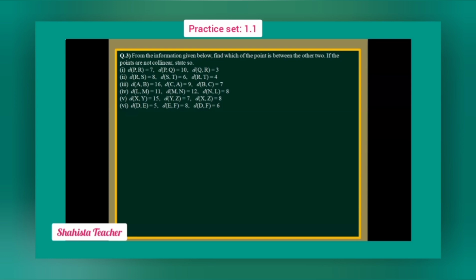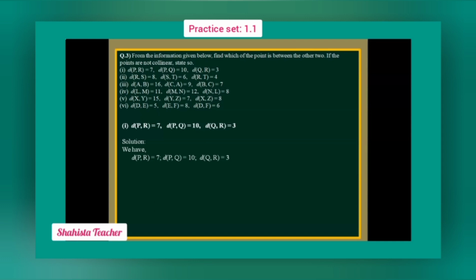So students, now let's solve sub-question 1. Here sub-question 1 is: distance of PR is equal to 7, distance of PQ is equal to 10, and distance of QR is equal to 3. We have this information with us. Now let's solve sub-question 1. Here, in the solution, we will write: we have PR is equal to 7, distance of PQ is equal to 10 and distance of QR is equal to 3.